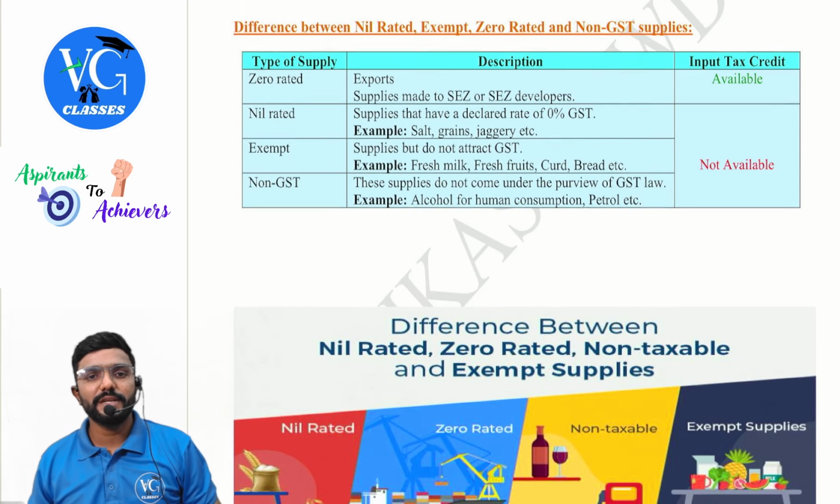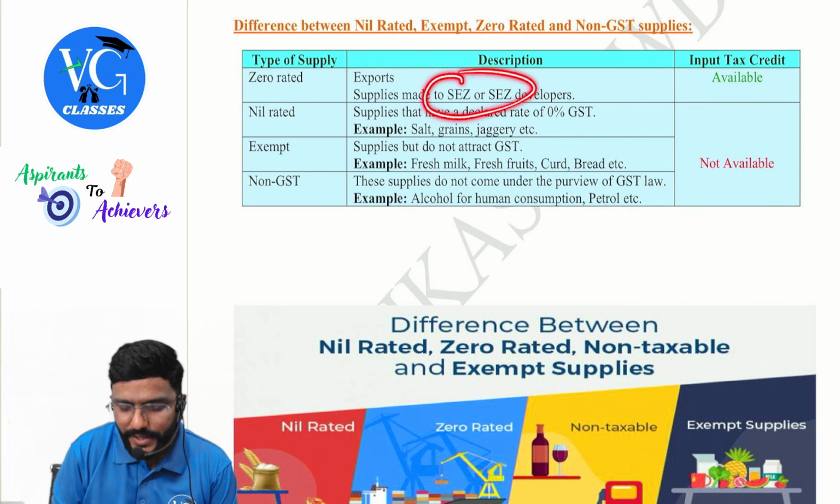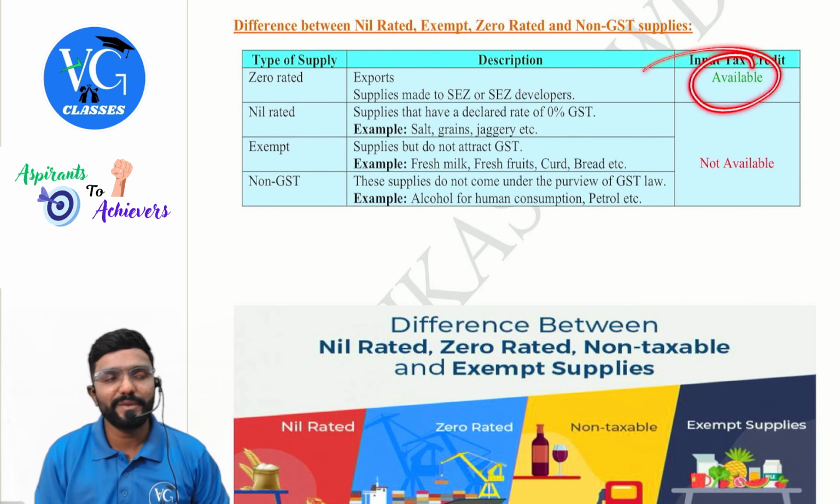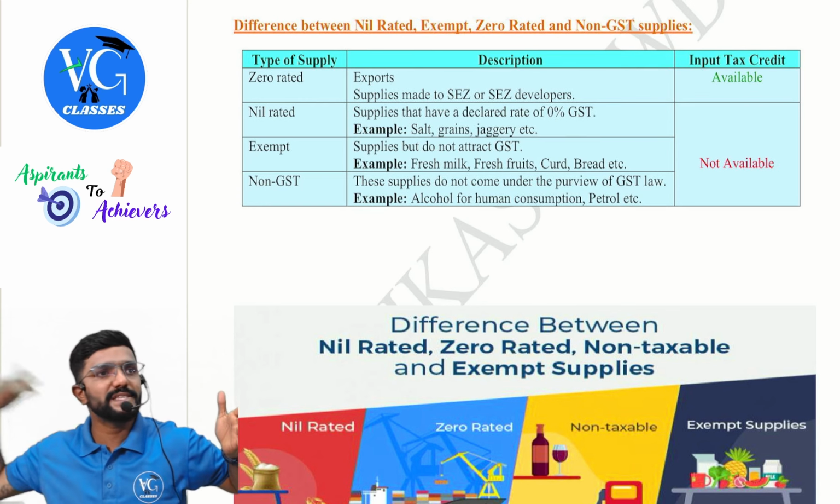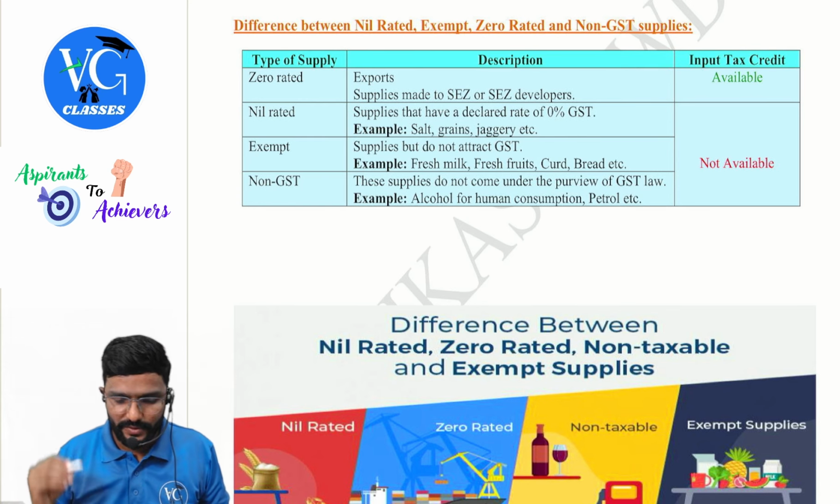Next, the difference between nil rated, exempt, zero rated and non-taxable supplies. Because all these are used in the GST laws. I have given it here in one single table. Guys, zero rated means what? Exports and supplies made to an SEZ unit or SEZ developer. Sir, if my outward supply is zero rated, on my inward supply, can I claim the credit? Yes, I can claim.